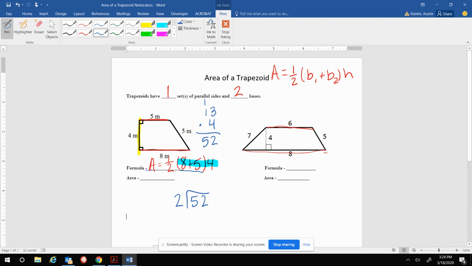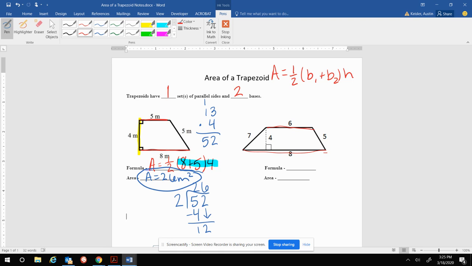And then if I want to divide 52 by 2, you could also just figure out what half of 52 is. But 2 goes into 5 twice, which is 4. When I subtract, I get a 1, bring down a 2. And then 2 goes into 12 6 times. So I get an area of 26 meters squared for that first trapezoid.